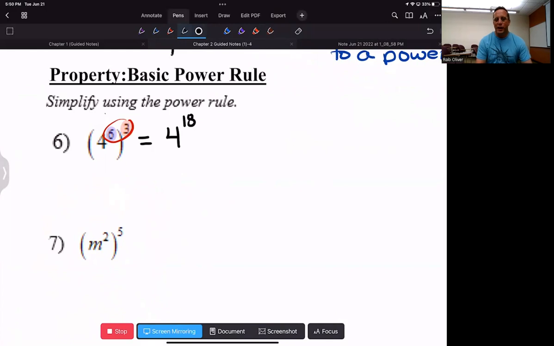Now we could work that out and figure out what 4 times 4 times 4 times 4 times 4 is, but that's probably not even going to fit on your calculator. It's going to be a big, big number. So I would just leave it in exponential form. 4 to the 18th is fine with me.